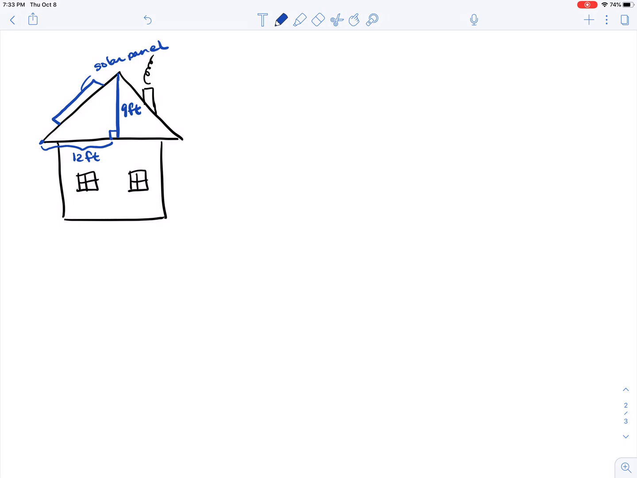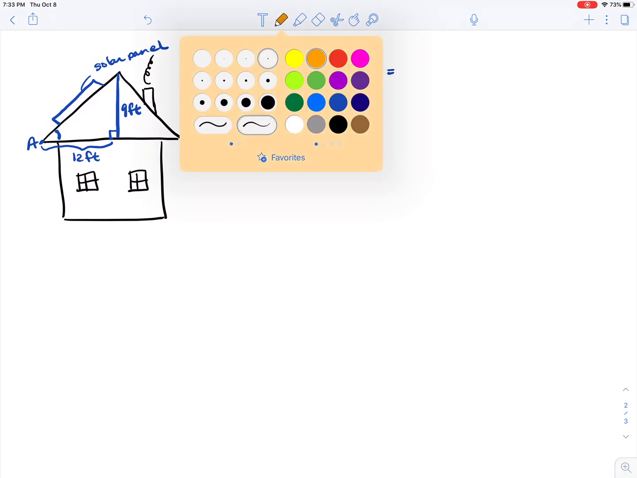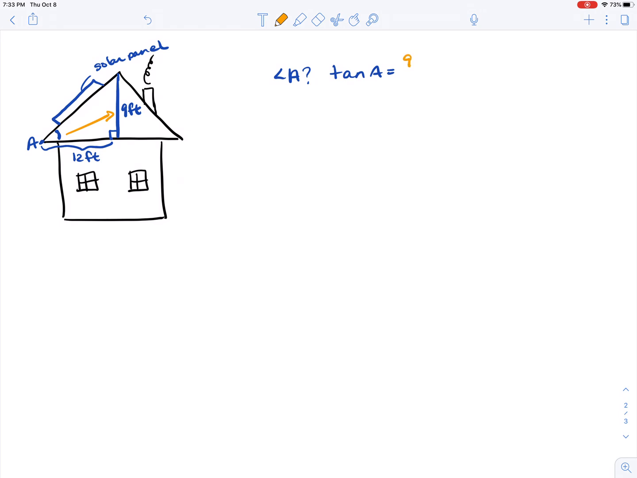So what is this angle here? I'm going to call that angle A. What is angle A? And is it going to be enough for my solar panel? Well, to find angle A, I have to find the tangent of A, and what is my opposite? It's 9. What is my adjacent? It's 12. So I'm going to calculate that on my calculator. Inverse tangent, 9/12.